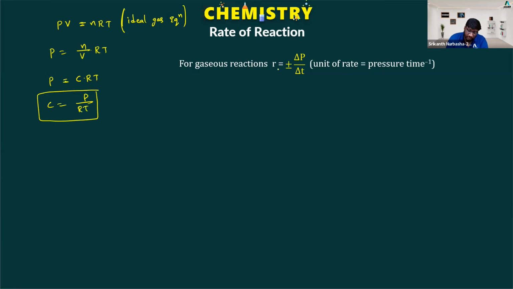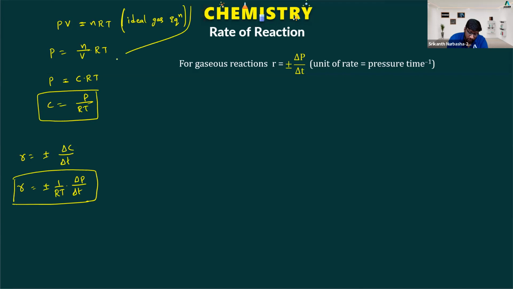So I can write rate R is equal to plus or minus delta C by delta T. Delta C I can write as delta P by RT. So plus or minus 1 by RT into delta P by delta T. I can write R is equal to plus or minus 1 by RT delta P by delta T.